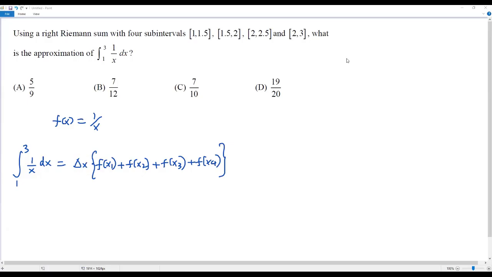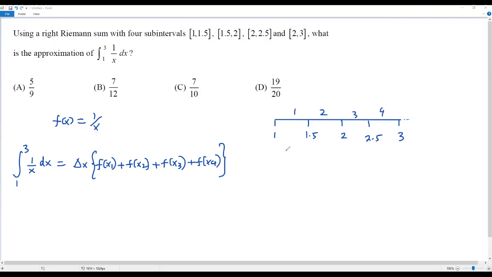Now let me draw a number line where I'm going to mark the given intervals. The first value is going to be 1, then 1.5, then 2, 2.5, and then 3. Let me erase the remaining part. Okay, so here I'll mark the given subintervals: 1, 2, 3, 4 subintervals.